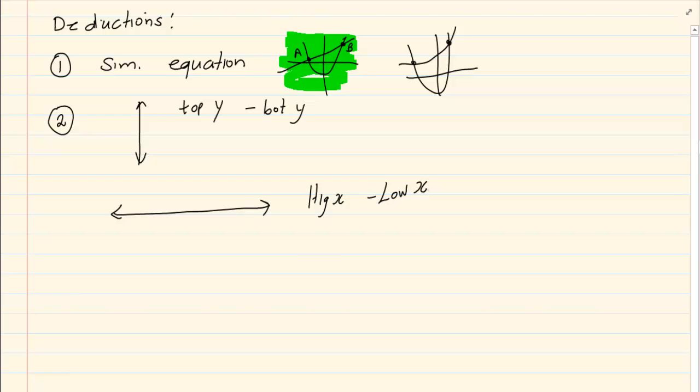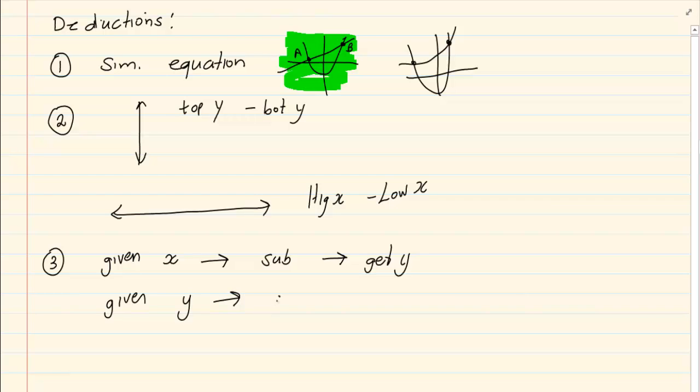Now how do we get the x and y values? If I am given an x value, you substitute and then you will get the y. And likewise, if you are given y and you need x, then you will substitute and then you would get x. Usually at this level, when we are getting x, you usually have to do a bit of solve for x.